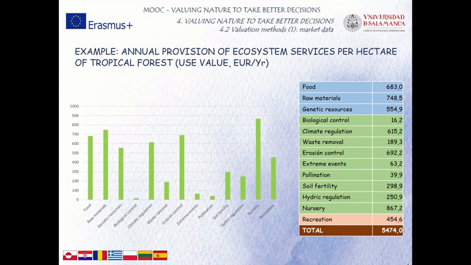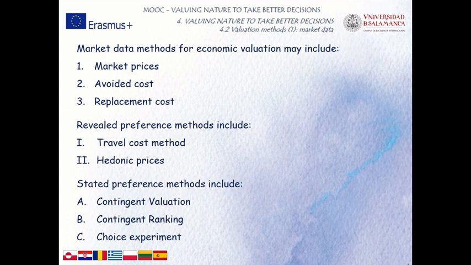So this is just an example of the total economic value of the ecosystem services provided by a hectare of tropical forest, just the use value in euros per hectare and year. There you have in blue the value of some provision ecosystem services, regulation ecosystem services in green, and recreation, so cultural ecosystem services, in pink, with a total of 5,474 euros per hectare. Where does that value come from? Well, for the use values, as we have said, we may use market methods or revealed preference. For non-use values, we should use stated preference.